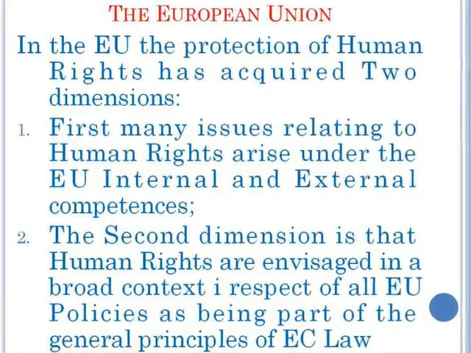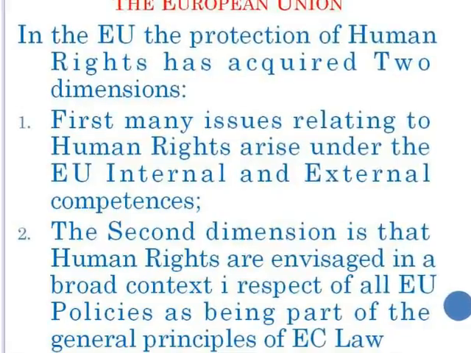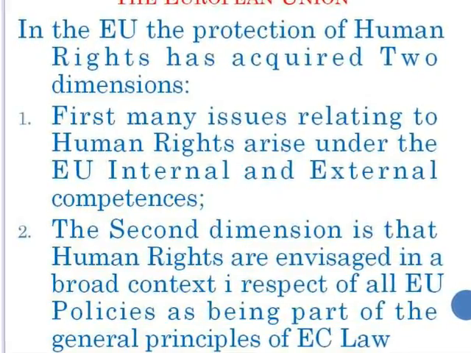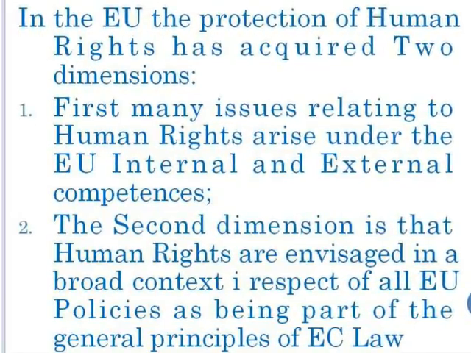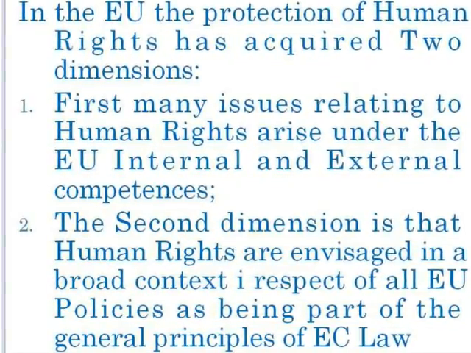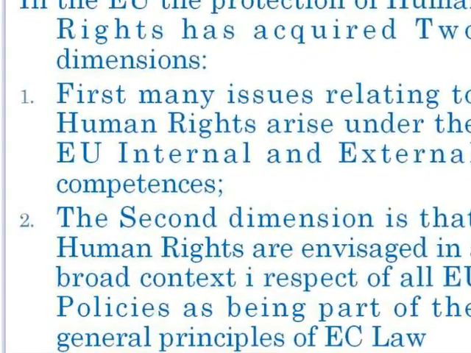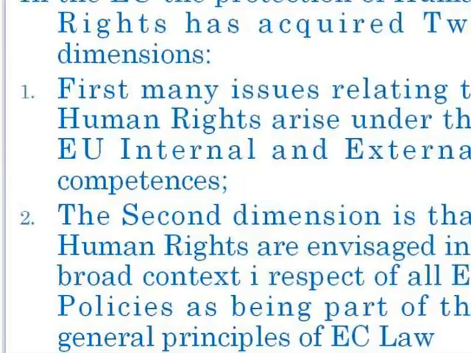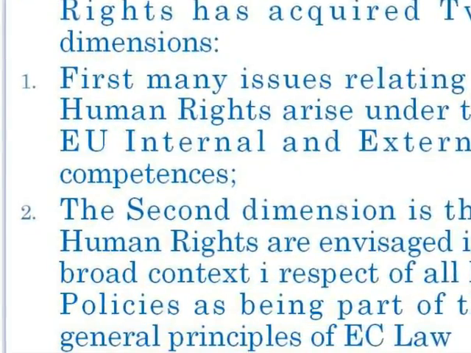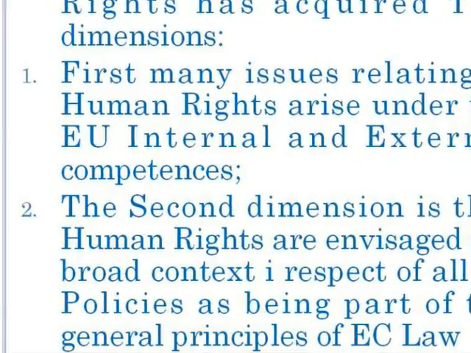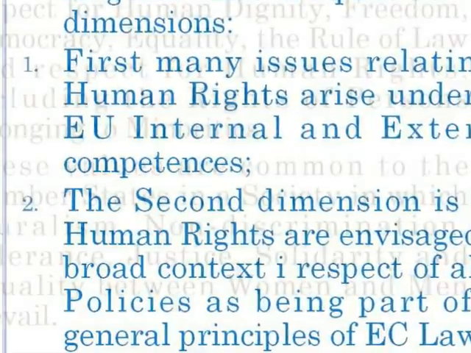In the European Union, the protection of human rights has acquired two dimensions. First, many issues relating to human rights arise under the European Union's internal or external competences. The second dimension is that human rights are envisaged in a broad context in respect of all European Union policies, as being part of the general principles of EC law, that is European Community law.